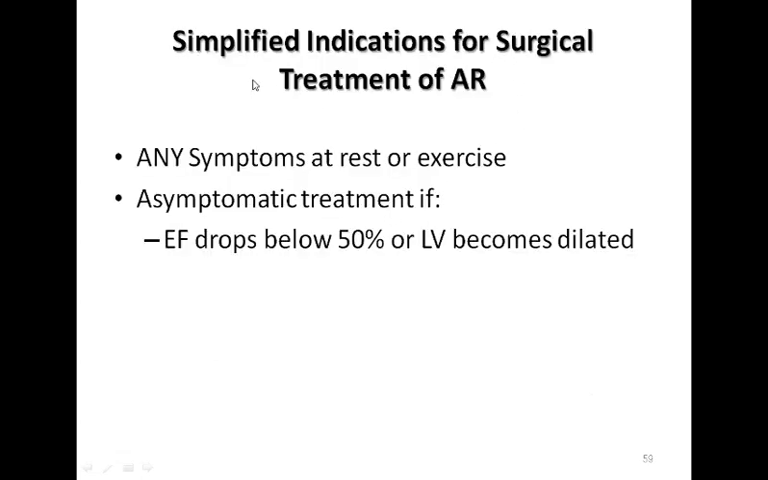So in a simplified version, the indications for surgery in a patient with aortic regurgitation are any symptoms at rest or exercise: go for aortic valve replacement. In an asymptomatic patient, if the ejection fraction is less than 50% or the left ventricle becomes dilated, again go for aortic valve replacement. So these are the indications for surgery in a patient with chronic aortic regurgitation.